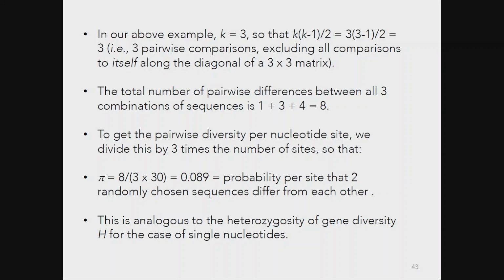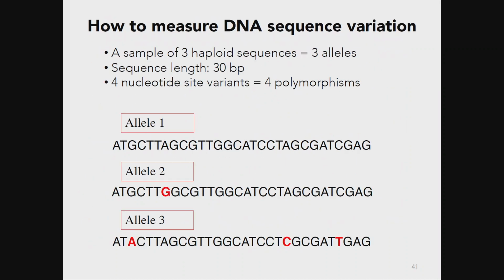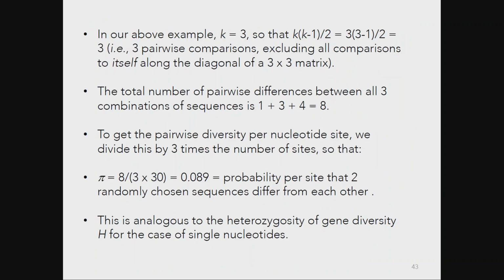Now what we are asked to do is to count up the total number of pairwise differences between all 3 combinations of sequences. Here, that's going to give us 8, which is 1 plus 3 plus 4. Let's see where this comes from. Let's compare allele 1 to allele 2. How many differences between the 2? 1. Then we compare allele 1 to allele 3. We have 3 differences. And finally, we compare allele 2 to allele 3, and we have 1, 2, 3, 4. So that's 1 plus 3 plus 4 equals 8.